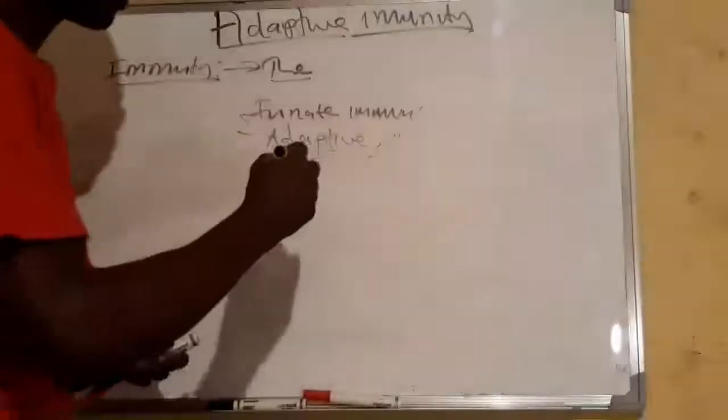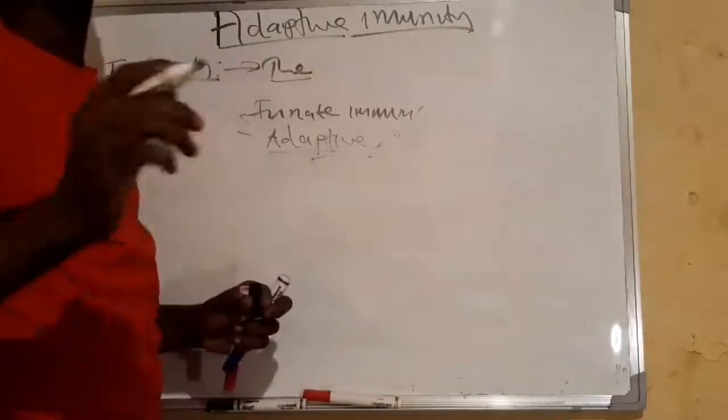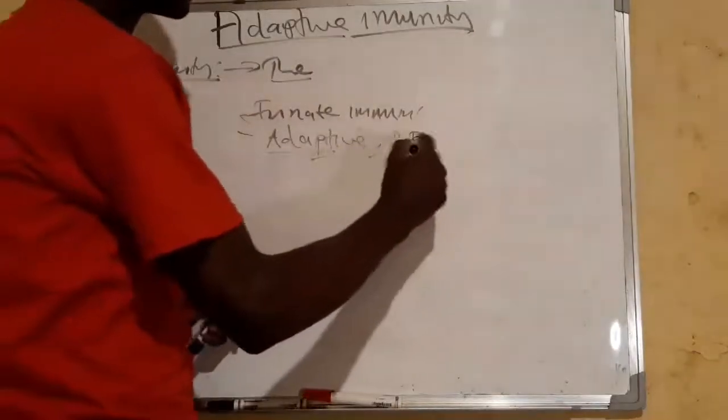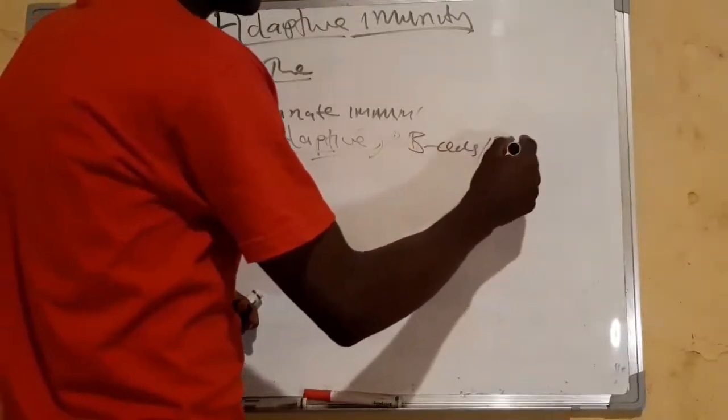Adaptive immunity is the immunity which is mediated by the lymphocyte cells. Okay, so the adaptive immunity is only by the lymphocyte cells. It is basically the B cells and the T cells.